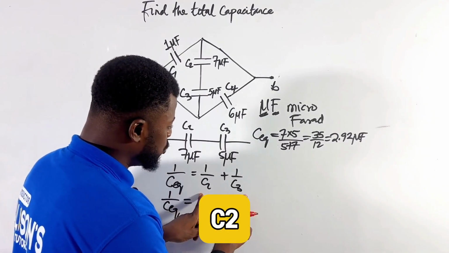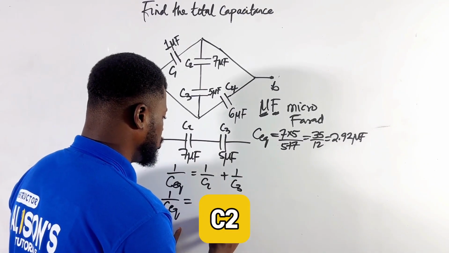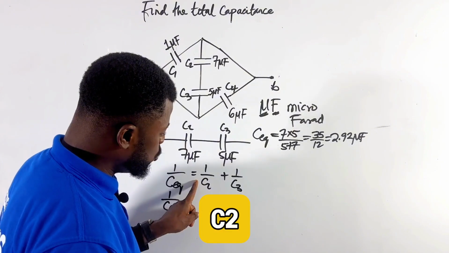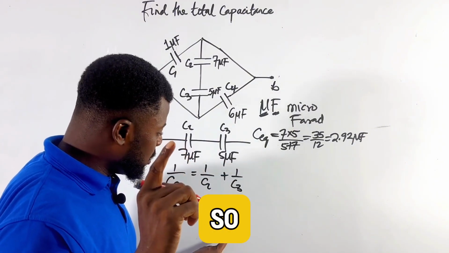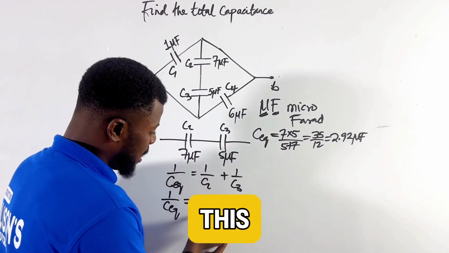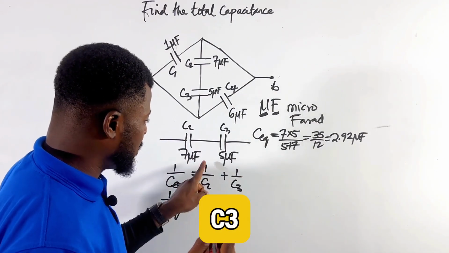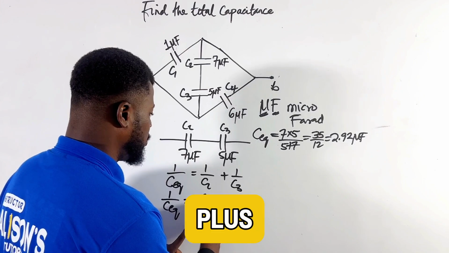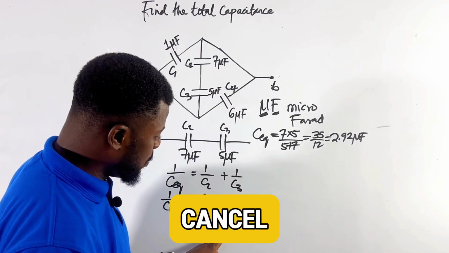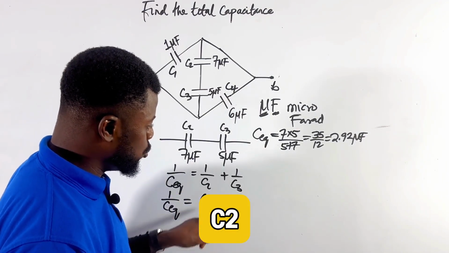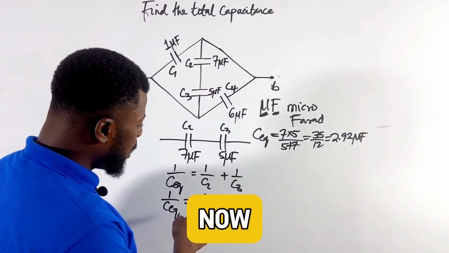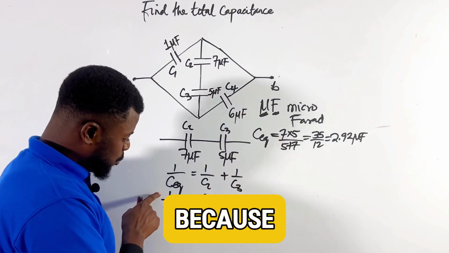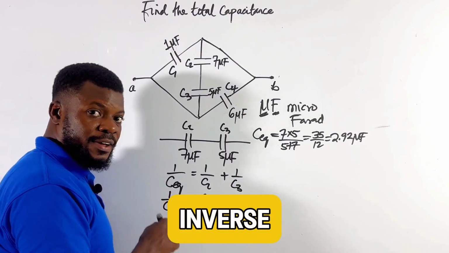The LCM of C2 and C3 is C2 C3. C2 divided by C2 will give us 1, so that goes off, with C3 remaining. Better still, C3 times 1 will give you C3, and C3 will cancel out with this C3. What will be left is C2, as C2 times 1 gives us C2. Now, this does not look exactly like what we want because we are looking for C equivalent and not the inverse.